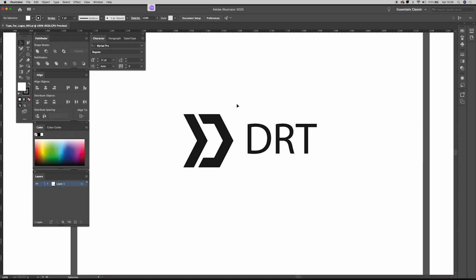So DRT is a digital receipt transfer company. This is more of a corporate style identity which focuses on transferring money fast and easy, and their audience is aimed at contractors who want to claim back on work related expenses. So it's about money being transferred quickly and easy.